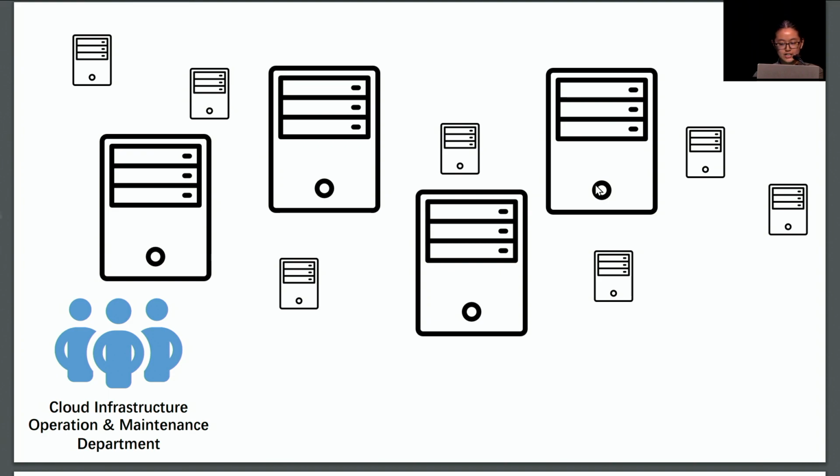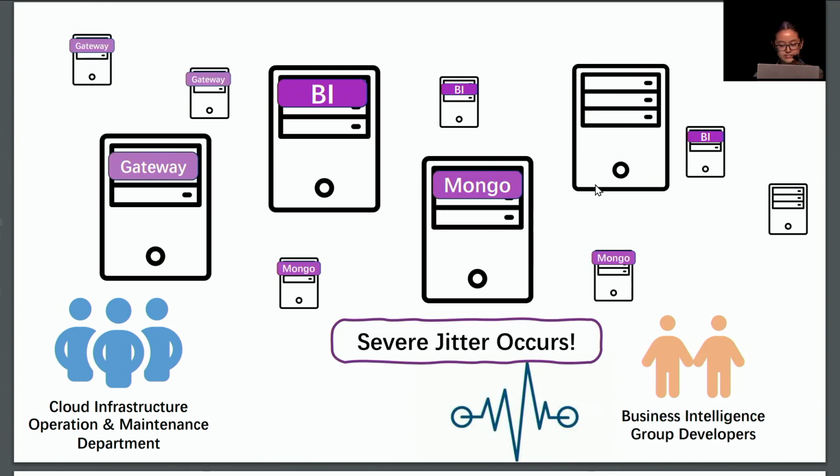So imagine you're a cloud operation engineer in an e-commerce company. BI developers one day report that their services are encountering severe end-to-end latency jittering. After a careful inspection of their app logic, they find nothing wrong, so they naturally blame our network connectivity team and reach out to you for help.